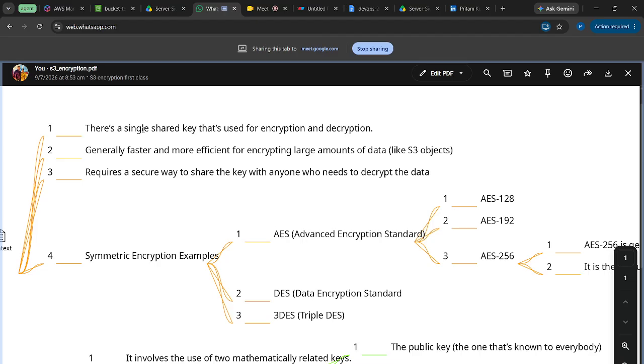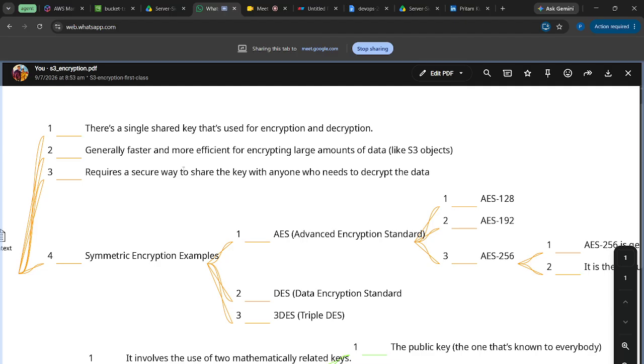There is a single shared key that's used for encryption and decryption. I have already shown you the single key will be used for both processes. It is generally faster and more efficient for encrypting large amounts of data, like what we store as S3 objects. Large amount of data, it will be faster and more efficient.